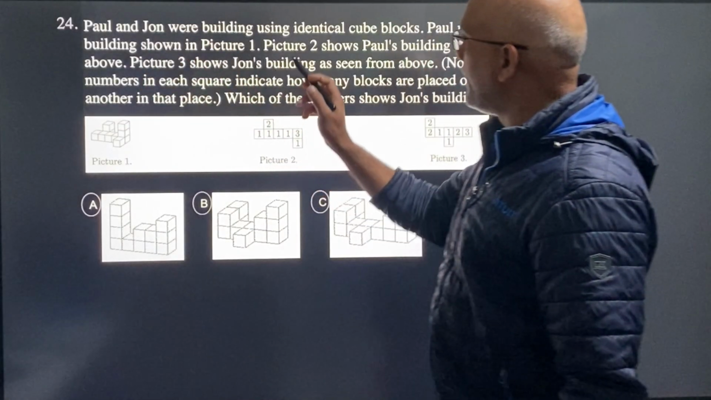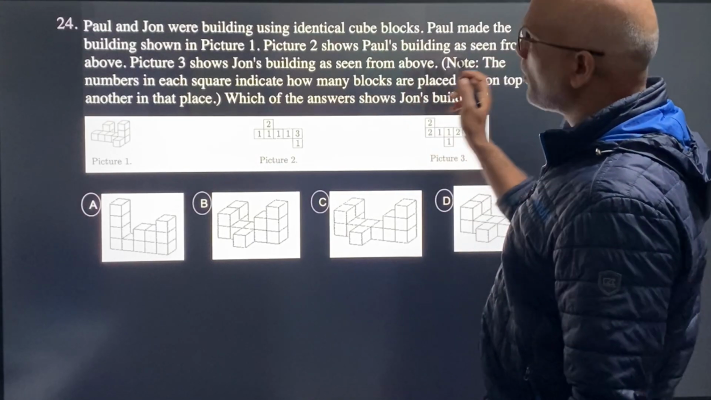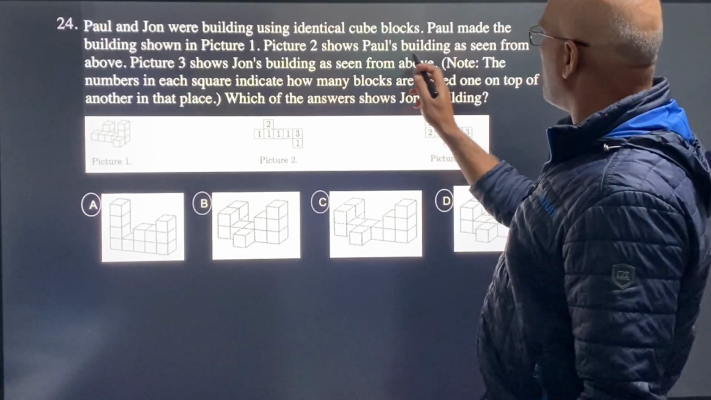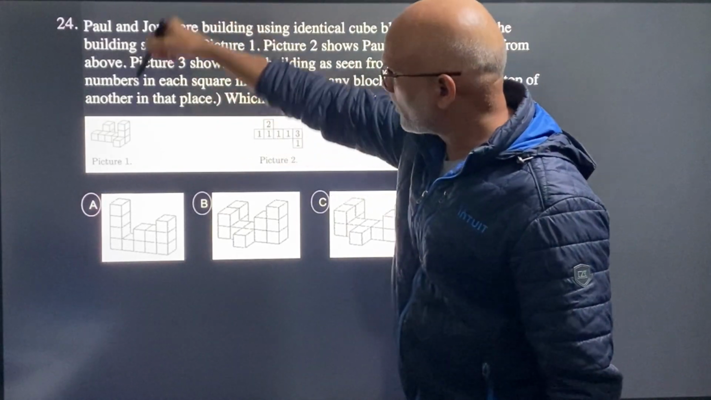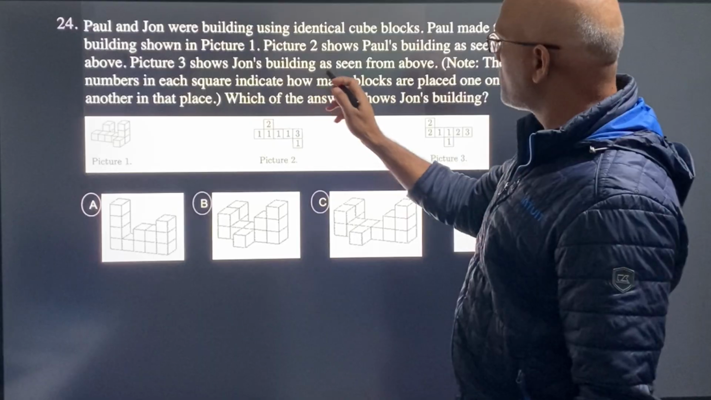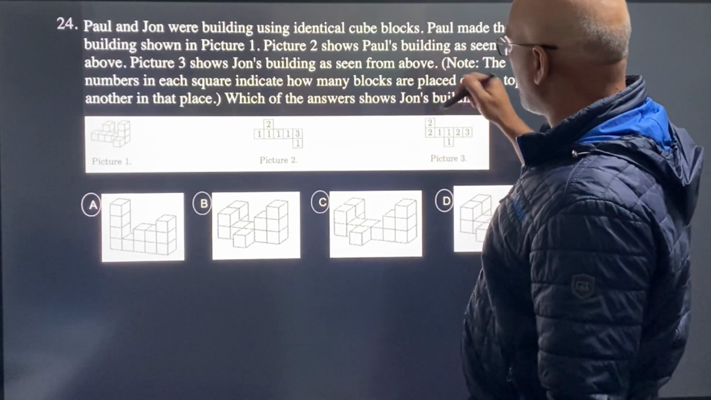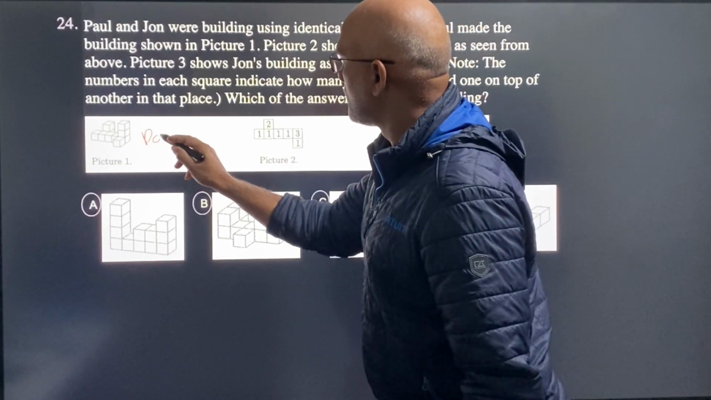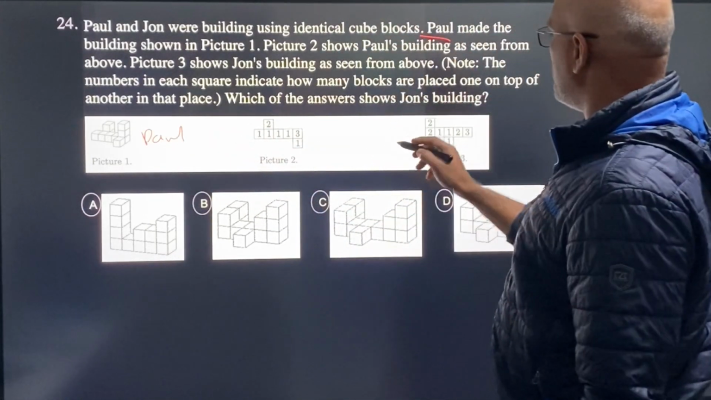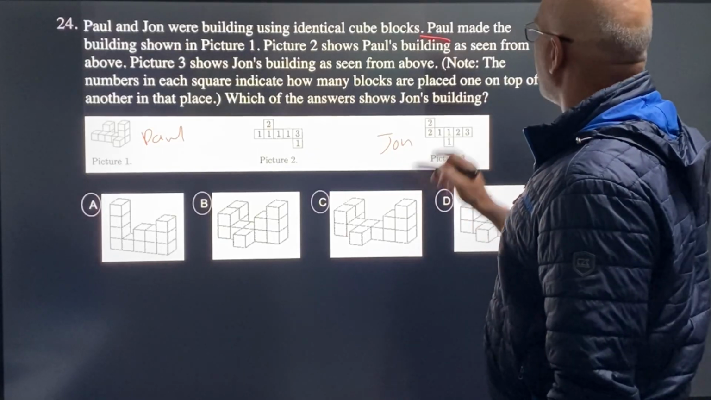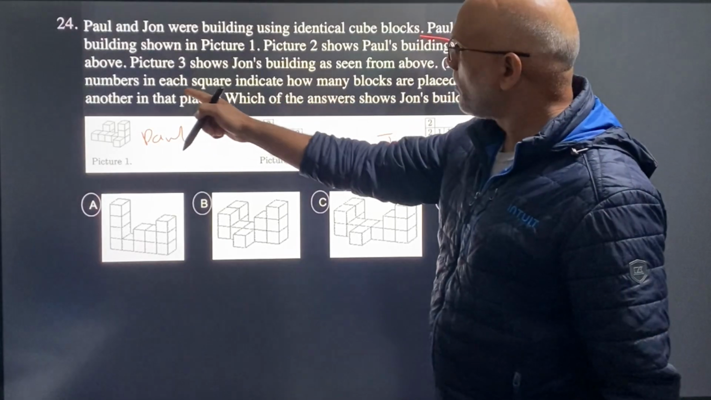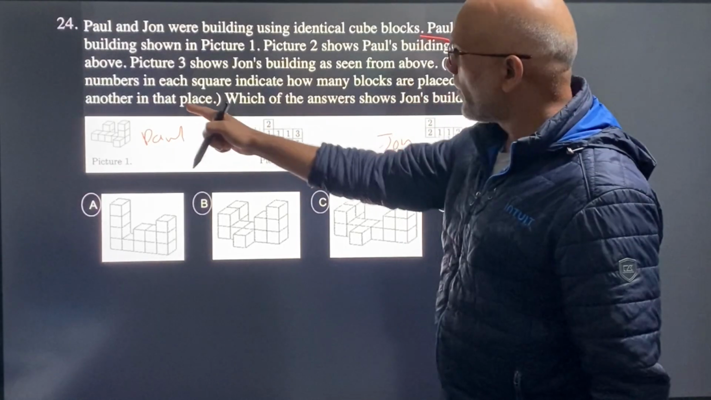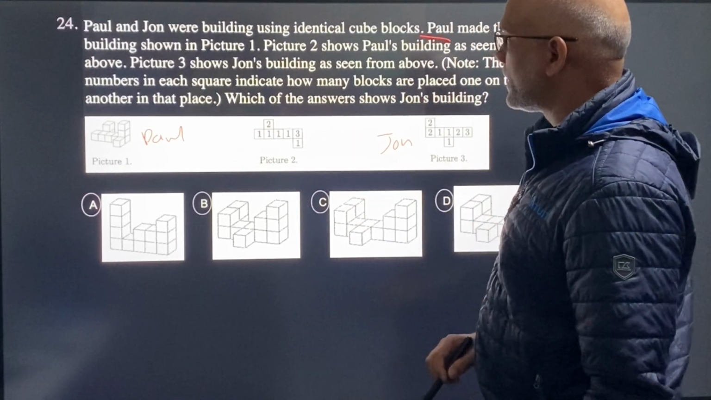Paul and John were building using identical cube blocks. Paul made the building shown in picture 1. This is the one. Picture 2 shows Paul's building as seen from above, from the top. Picture 3 shows John's building as seen from above. Alright. So this is Paul. And then John made this one. Note that the number in each square indicates how many blocks are placed one on top of another in that place.